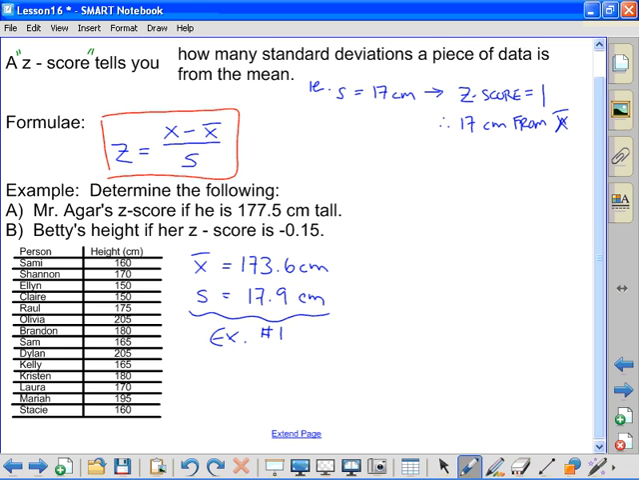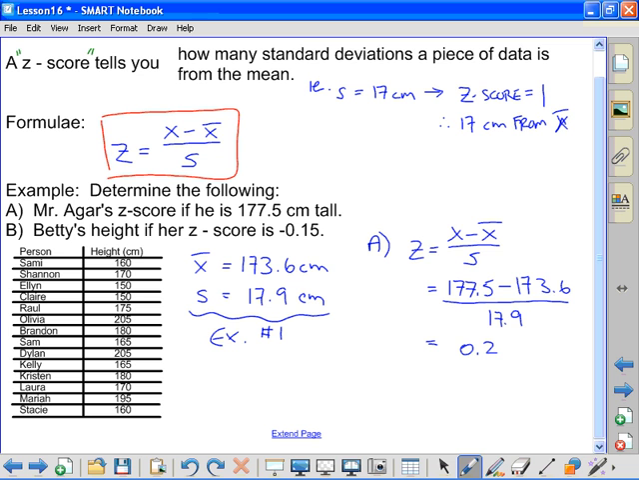All right, so A part. What's Mr. Egger's Z-score? Well, you just go to your formula sheet. At this point, a spreadsheet's not helpful because it's only one calculation. You can do it, but it's just easy to put the information in the calculator. So the x value is the data point of interest, 177.5, minus the mean, 173.6, divided by our standard deviation, which was 17.9. And when I calculate that, we get 0.21 or 0.22.